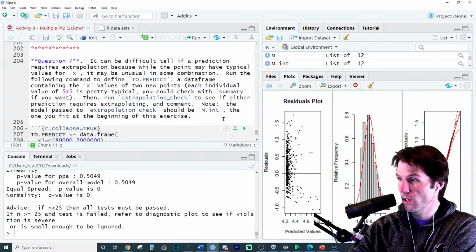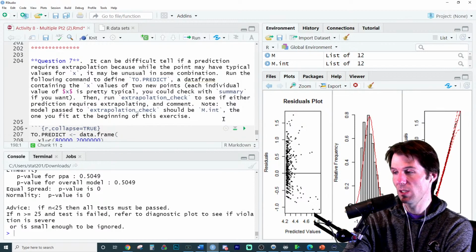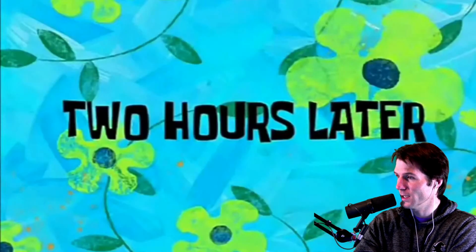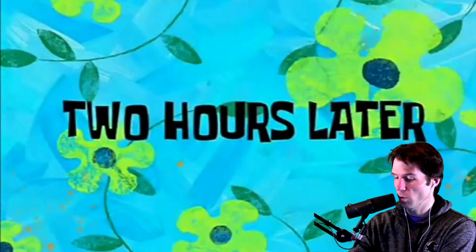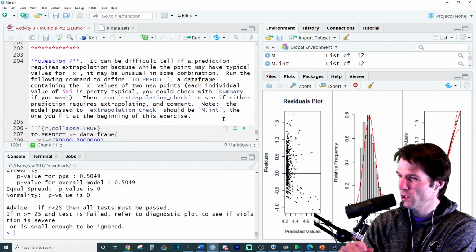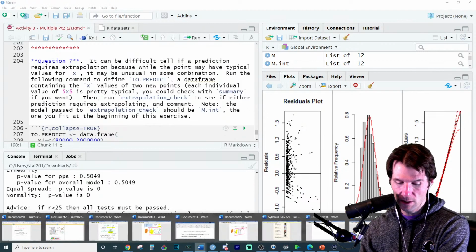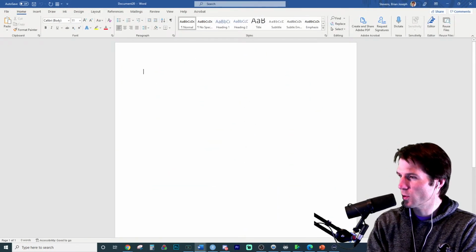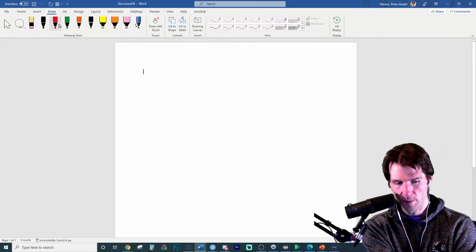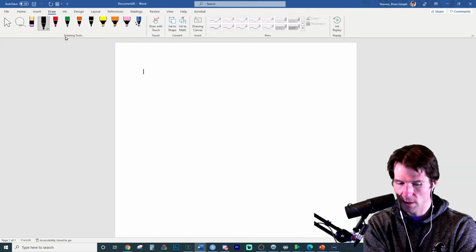Last but not least, right here, we're doing some predictions with extrapolation, checking to see if things would be extrapolated. So let's talk about some extrapolation right here and how the extrapolation check function works. The way the extrapolation check function works is actually very complex. If you've taken any sort of linear algebra, you might have heard the terms like eigenvectors, eigenspace.